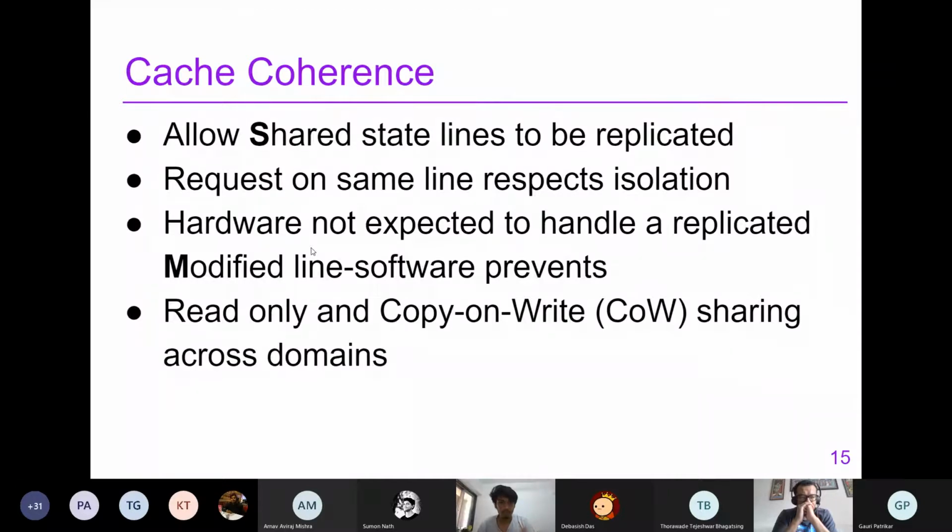Now the problem comes when there are multiple ways. Now that we can have the same lines in more than one way in a set, we cannot have multiple modified lines, because then we will not have cache coherence. So that responsibility is given up to the software to prevent this from happening. And from these things we can get read-only and copy-on-write sharing protection. So this is how we got the cache coherence.